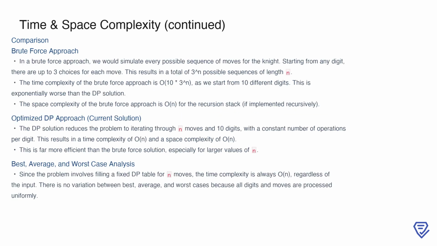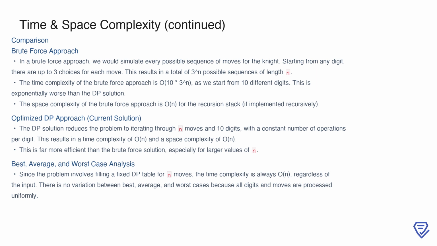To better understand the efficiency of our approach, let's compare it to a brute force solution. In a brute force approach, we simulate every possible sequence of knight moves. Starting from any digit, there are up to 3 choices for each move, resulting in 3 to the power of n possible sequences of length n. Accounting for all 10 starting digits, the time complexity becomes 10*3 to the power of n, which is exponential and highly inefficient for larger n. The space complexity in this case is O(n), due to the recursion stack if implemented recursively.